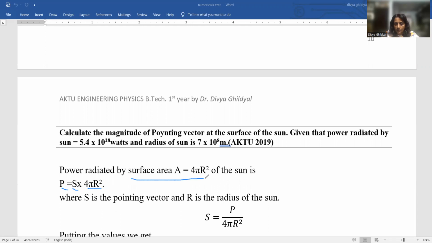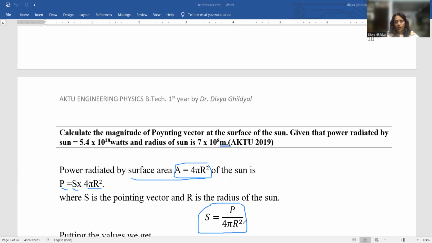The surface area of the Sun, which is circular in shape, comes out as 4 pi r square. So P is equal to S into 4 pi r square, where S is your Poynting vector and r is the radius of the Sun. So this is the formula: S is equal to power upon area.